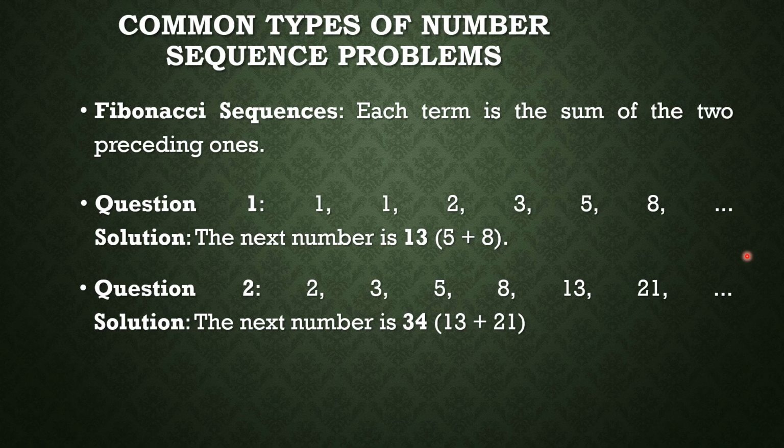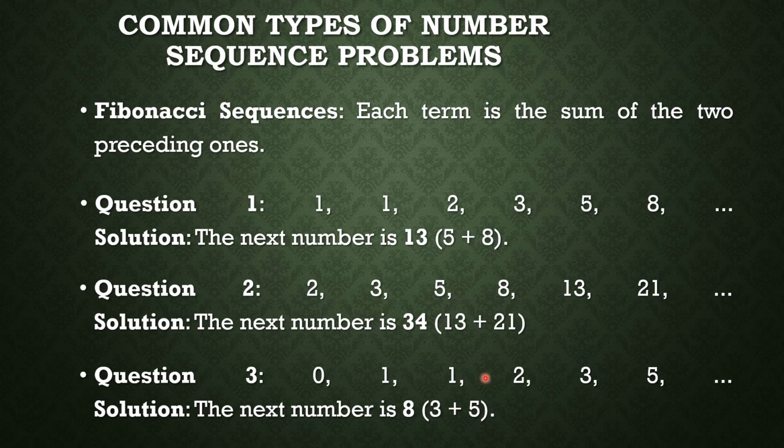In example 2, 2 plus 3 is 5, 3 plus 5 is 8, 5 plus 8 is 13, 8 plus 13 is 21, and the last number would be 13 plus 21, which is nothing but 34. The third example is 0 plus 1 is 1, 1 plus 1 is 2, 1 plus 2 is 3, 2 plus 3 is 5, and 3 plus 5 would be 8 here.